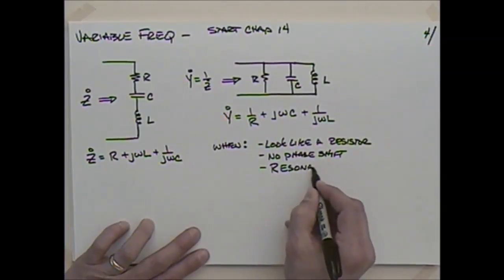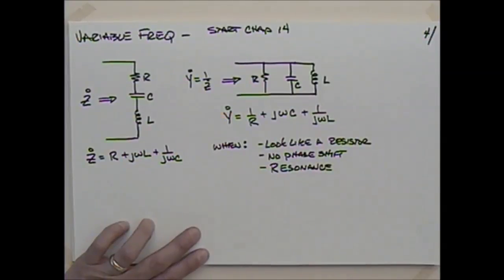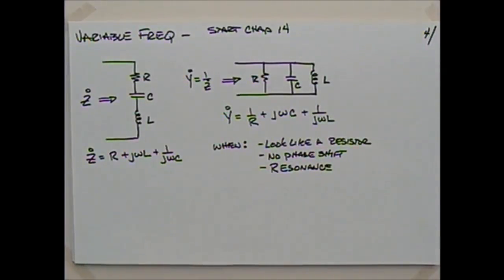For the impedance, wouldn't it be negative 1 over j omega C? No, because j is in the denominator. If I put j in the numerator, then it would be minus 1 over j omega C.